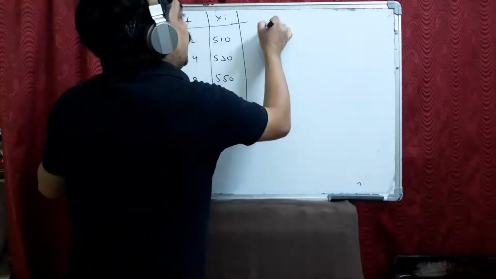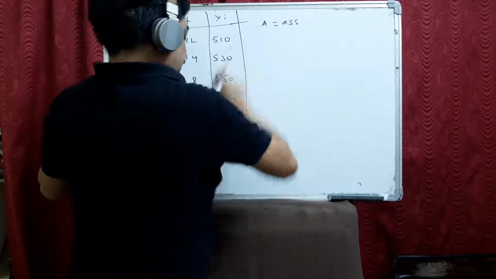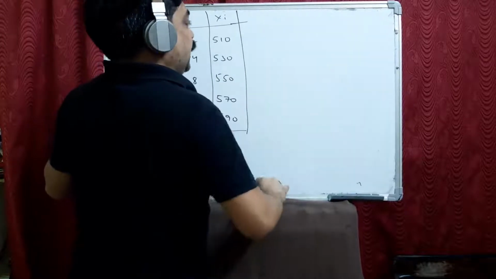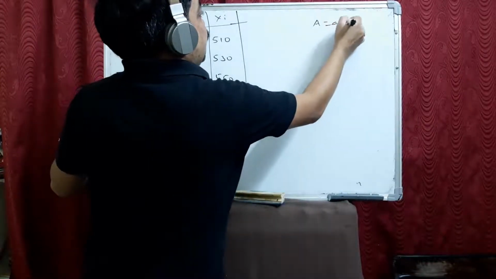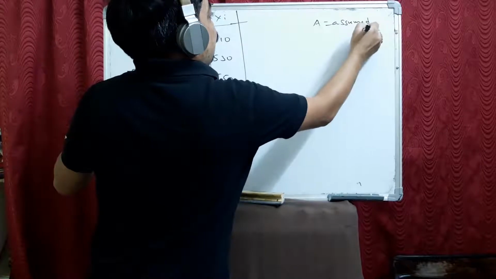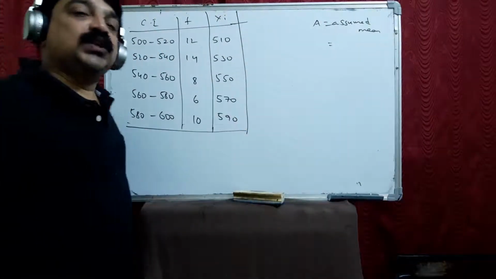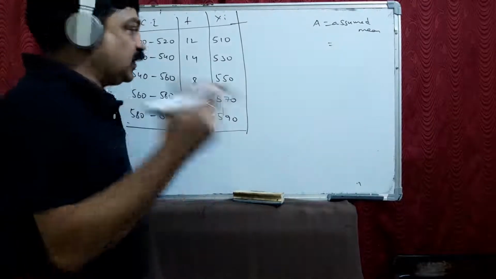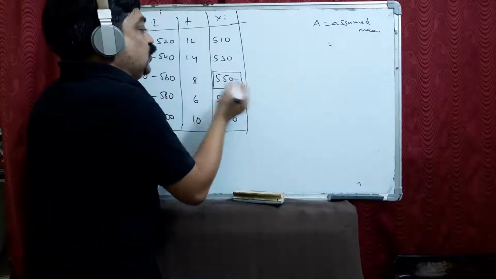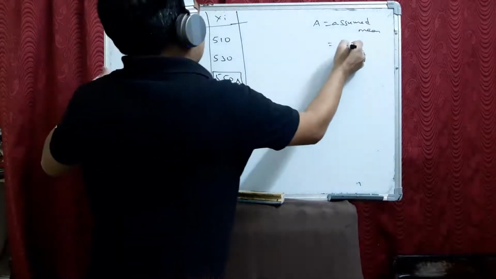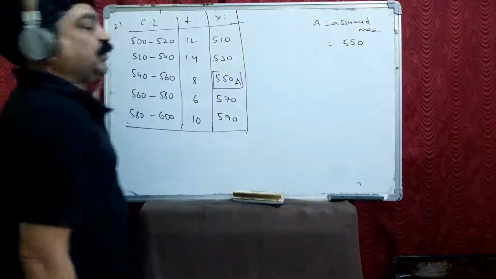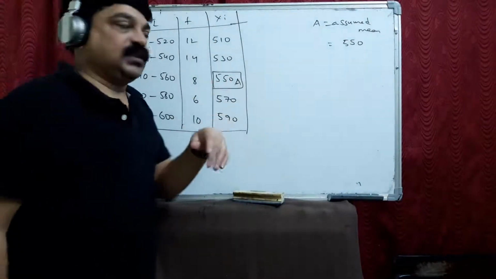Now what is the assumed mean? We have to choose A as the assumed mean. A is equal to assumed mean. We have to choose from the Xi values. Which value do you have to choose? You can choose any value. But I suggest you always choose the middle one as A. Here it is 550. Why I have chosen this, you will understand.